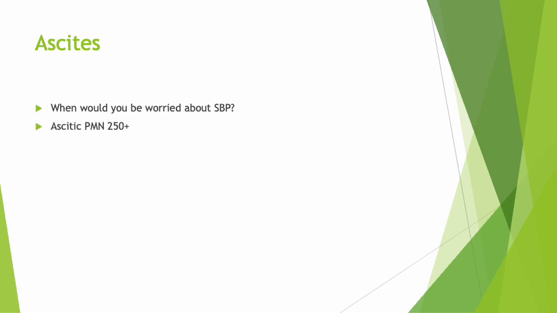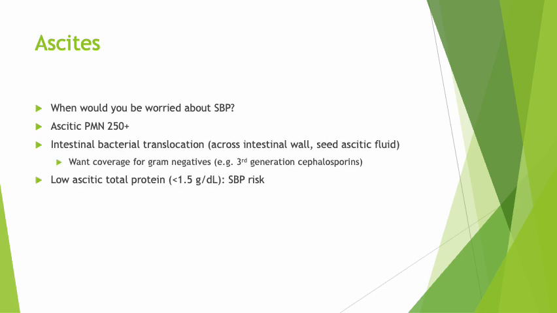And when would you be worried about SBP for a patient? So this is going to be if your PMNs are 250 or greater. And essentially for SBP, you have to be worried about the bacteria traveling across the intestinal wall and seeding the ascitic fluid. So if you're choosing an antibiotic, you're going to want something that covers for gram negatives.